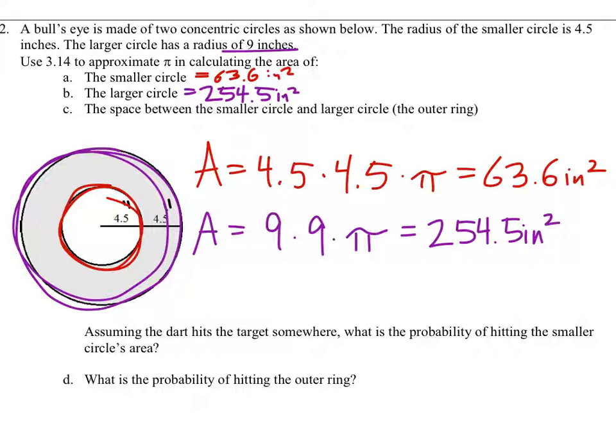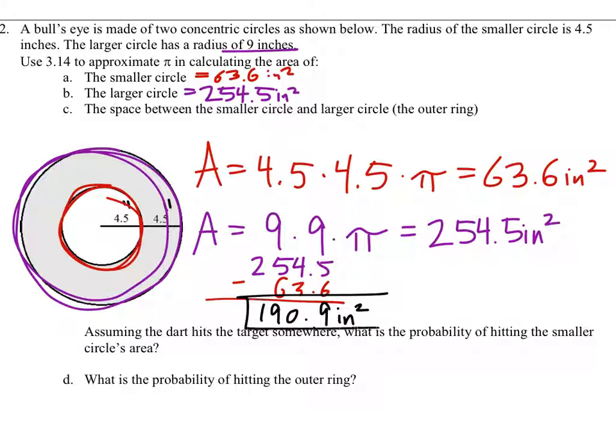Now we want the space between the smaller circle and the large circle. That's the gray area. So we're going to take the large circle, 254.5, and we're going to subtract the small circle, because it's empty, 63.6. And out of that, we get the area of just the gray area. 190.9 inches squared is the area of just the shaded gray area.